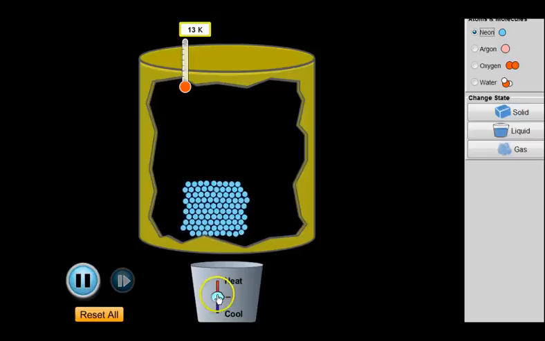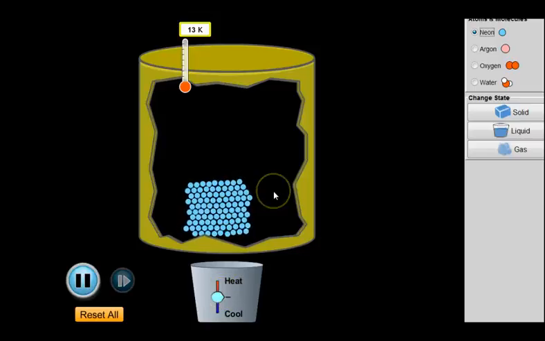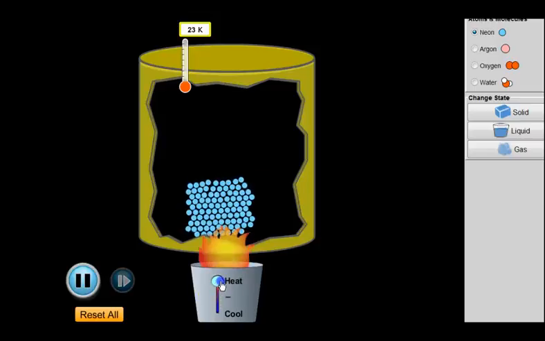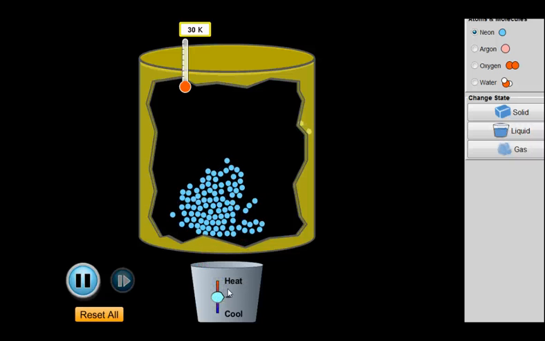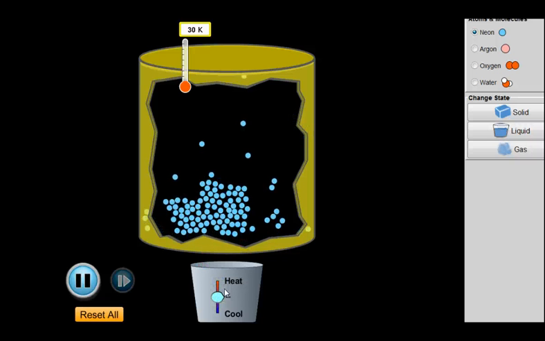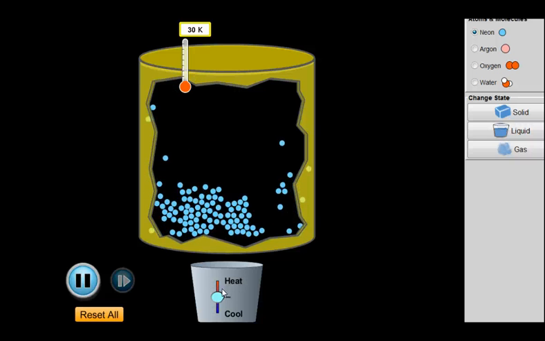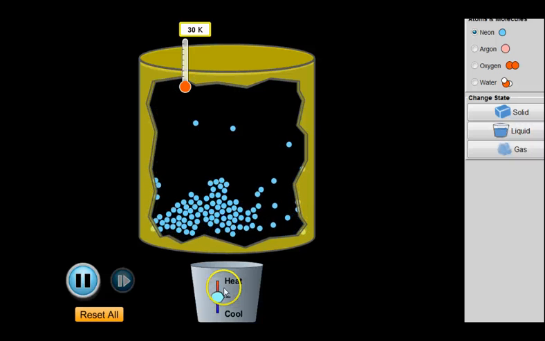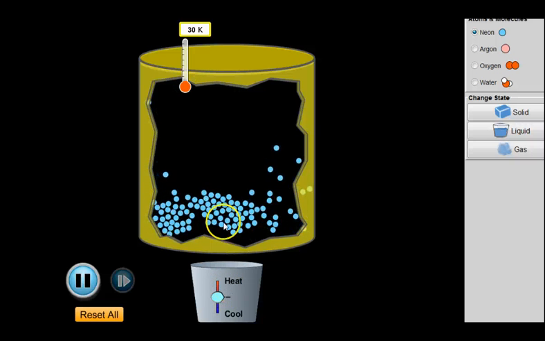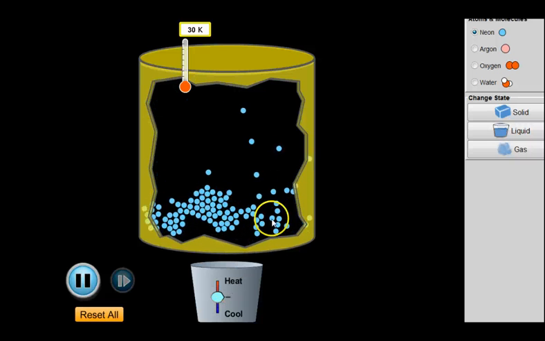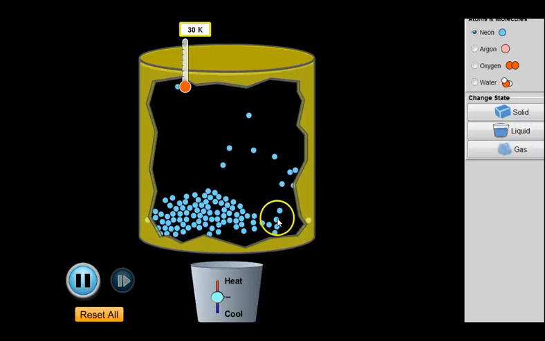Now, if I add heat to it, remember we're adding energy to it. If I add heat to it, it's going to get energized, and all these little particles are going to want to move around more and more and more, and they're going to break apart. So if I add heat to it, they want to move around and they break apart. And so now this is an example of the particles moving around a little bit more, and that would be in a liquid. So most of them are just kind of moving around down here like a liquid would.